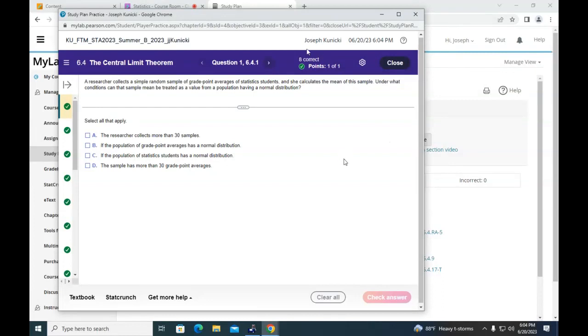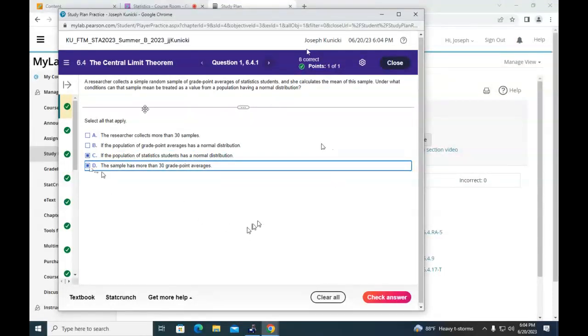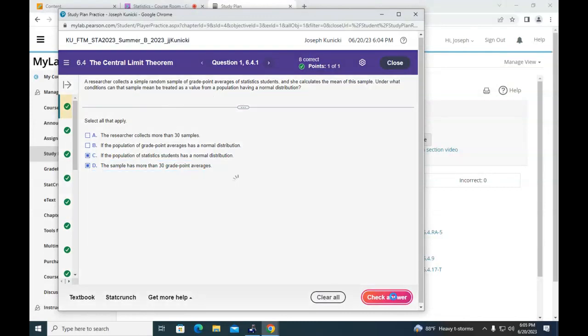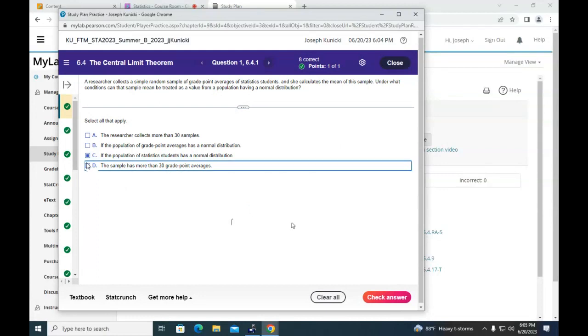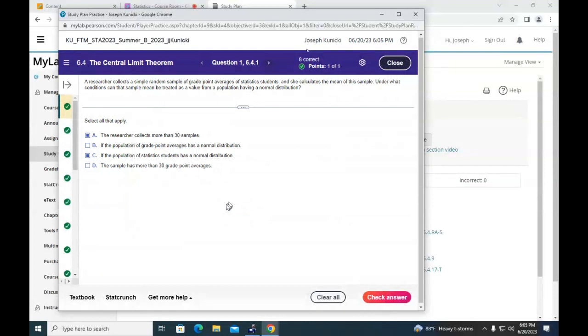Okay. A researcher collects a simple random sample of grade point averages of statistics students. She calculates the mean of the sample. Under what conditions can the sample mean be treated as a value from a population having a normal distribution? Well, if the population is normal, or if the sample has more than 30 averages. Did I read that right? Well, the researcher collects more than 30 samples. I got it backwards. Wow.